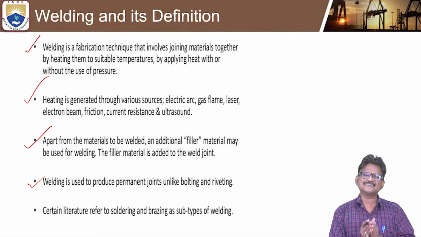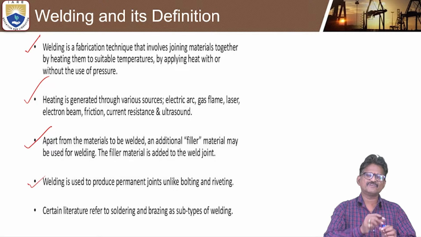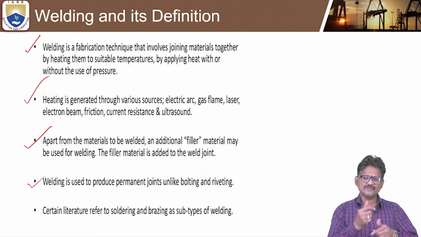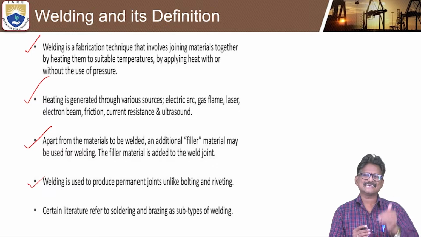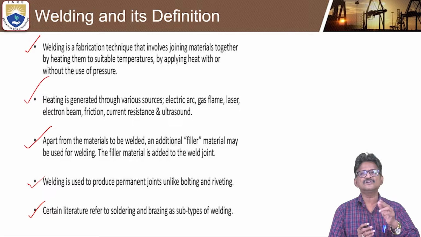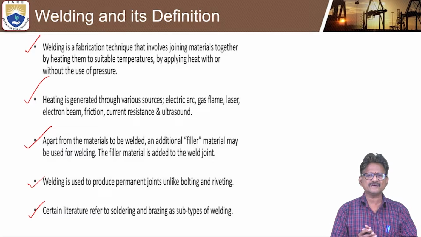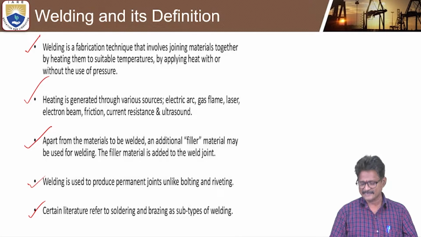Absolutely, this process gives a strong and permanent joint, unlike riveting and bolting, which are not permanent joints. Wherever you want to fix something and later remove it, you can use rivets and bolts. But in the case of welding, it is a permanent joint, and also a secondary process. And last but not least, certain literature refers to soldering and brazing as a subdivision of the welding process. Why? Because the majority of electronic components, some IoT sensors and so on, are joined with a soldering iron, where we can join thin shapes and thin types of articles. So this is about welding and its definition.